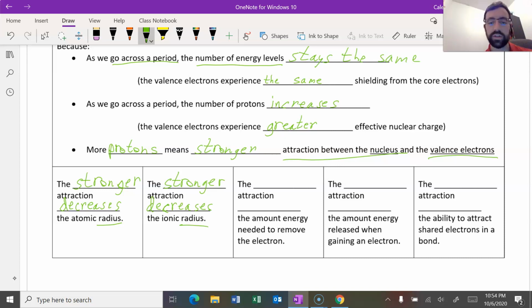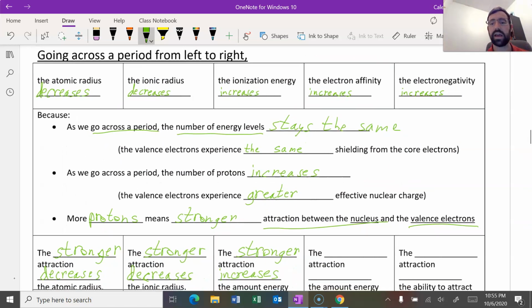Down here, the stronger attraction, once again, does this sound repetitive? It should, but I want you to get in your head, this is how you explain all the trends. The stronger attraction increases the amount of energy needed to remove an electron. Does that make sense? We've got a stronger attraction to the outside electron. If it's a stronger attraction, it's going to take more energy to try to take those electrons away from the atom.